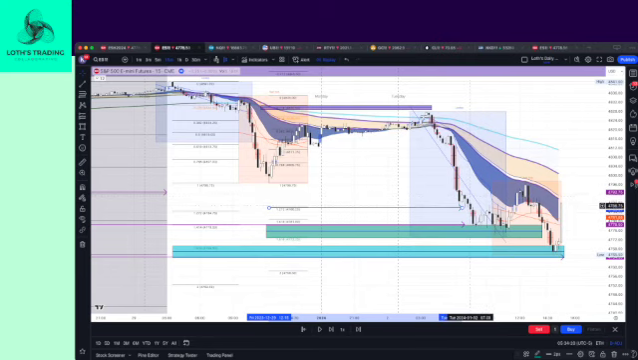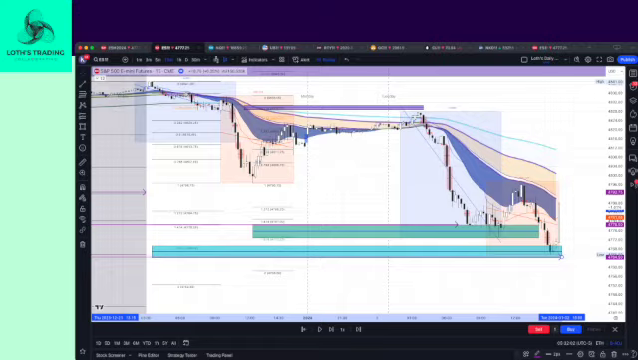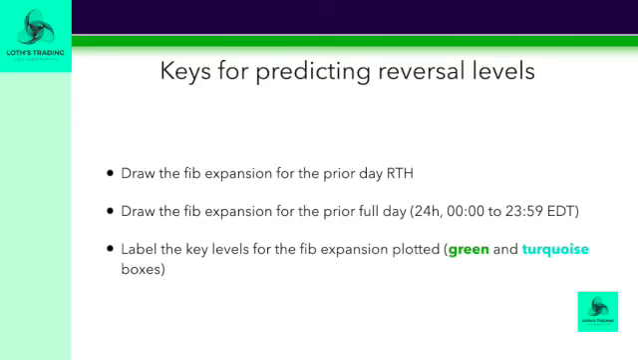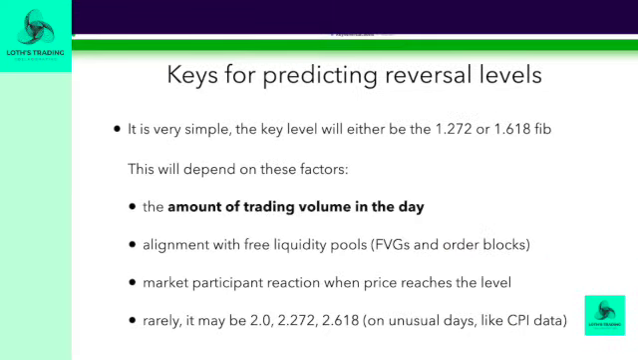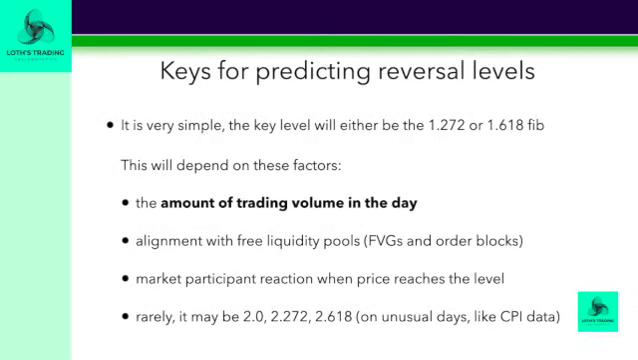So you want to monitor the reaction at those price levels. Just to summarize here, simply draw the fib expansion for the prior day RTH and also draw the fib expansion for the full prior day. Basically that's the 24-hour block from midnight to midnight that I have here in the dashed lines. So it's a very simple technique. The key level will either be the 1.272 or the 1.618 fib. Of course, it can be other values such as 2.0, 2.272, or 2.618.